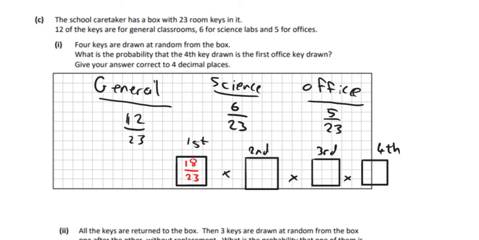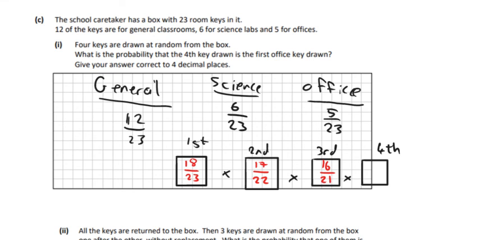The next one then, you want the same thing, but remember there's one gone now. So there's one that's not an office key gone out of it. So therefore there's only 17 left, and there's only 22 left altogether. For the third one then, it's the same thing. It's 16 out of 21. So we're just reducing it down again. So remember there's another non-office key gone.